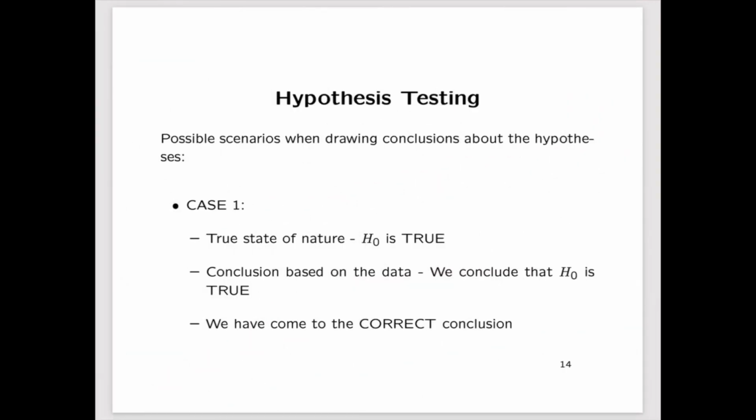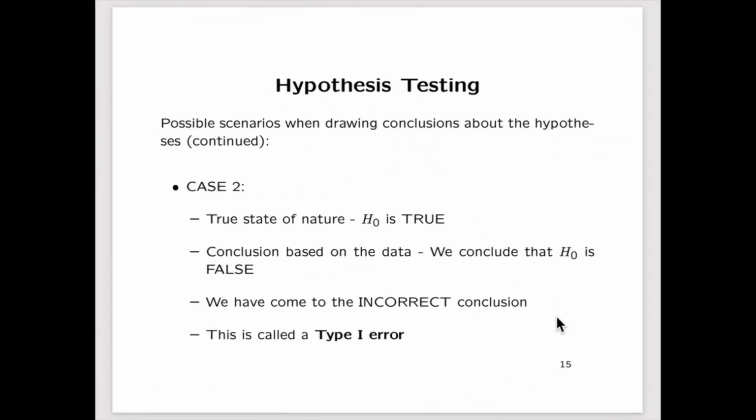All right, next let's consider the possible scenarios that can occur when drawing conclusions about hypotheses using data. So the first case is that the true state of nature is that the null hypothesis is true. The conclusion based on the data is that we conclude that the null hypothesis is true. And so in that case, where the null hypothesis is true and we conclude that it's true, then obviously we have come to the correct conclusion.